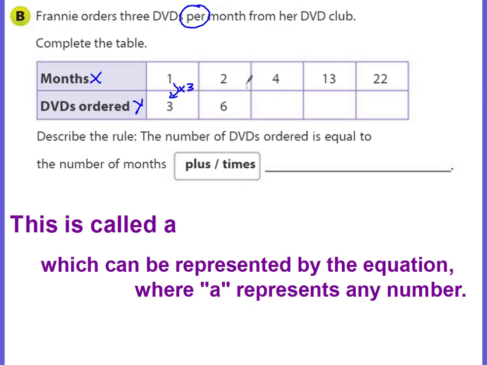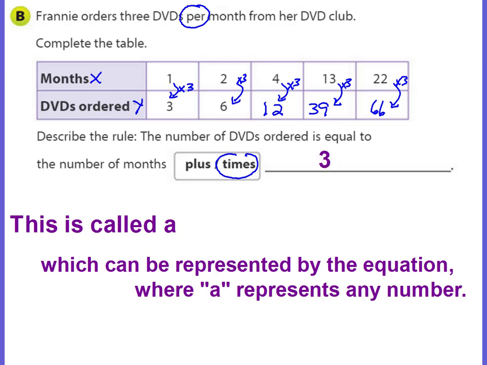1 times 3 gives us 3. 2 times 3 gives us 6. If you multiply the 4 times 3, that's going to give us 12 DVDs. And in 13 months, multiply that by 3, she has ordered 39 DVDs. After 22 months, she has ordered 66 DVDs. Each time we use the same rule, we multiply by 3. The rule for the table has to be the same for every part. So now we can describe it. The number of DVDs ordered is equal to the number of months times what?